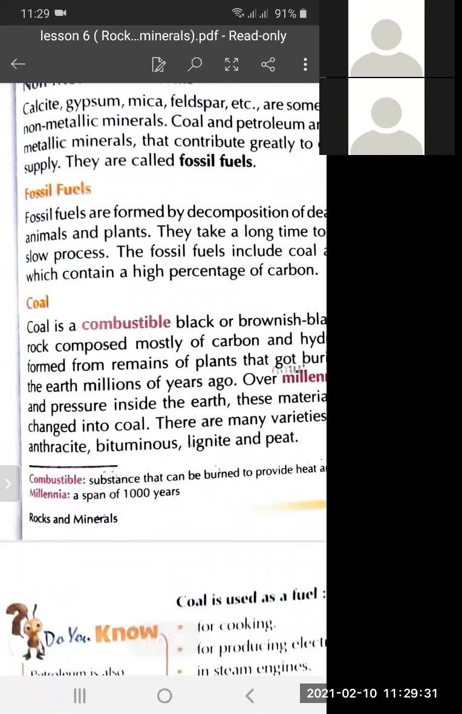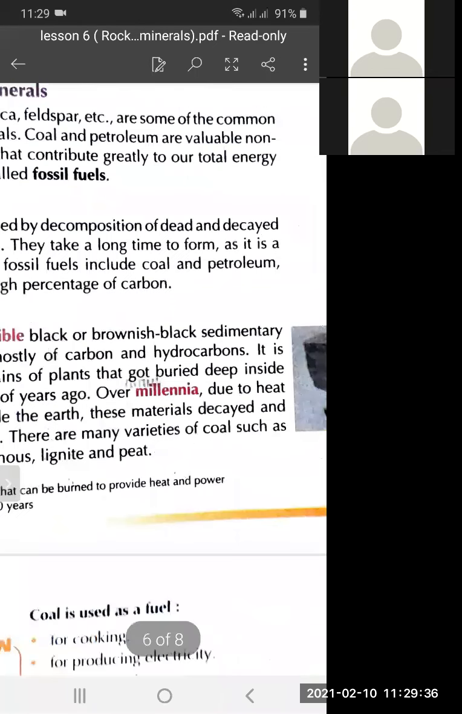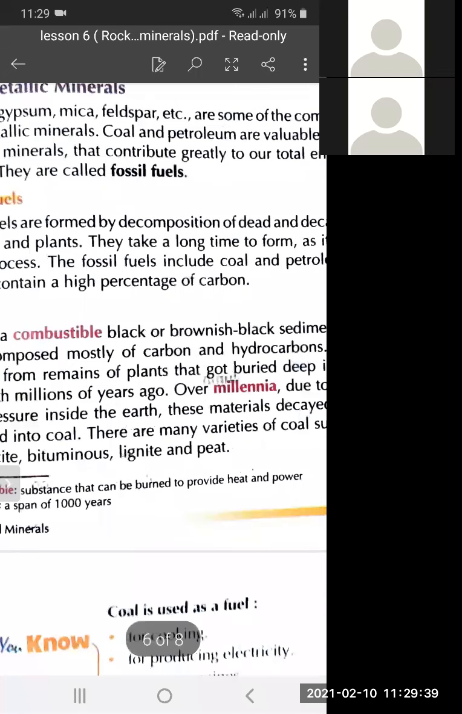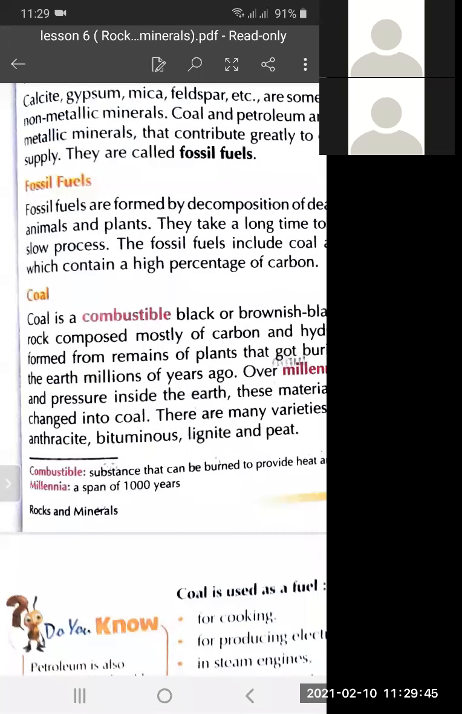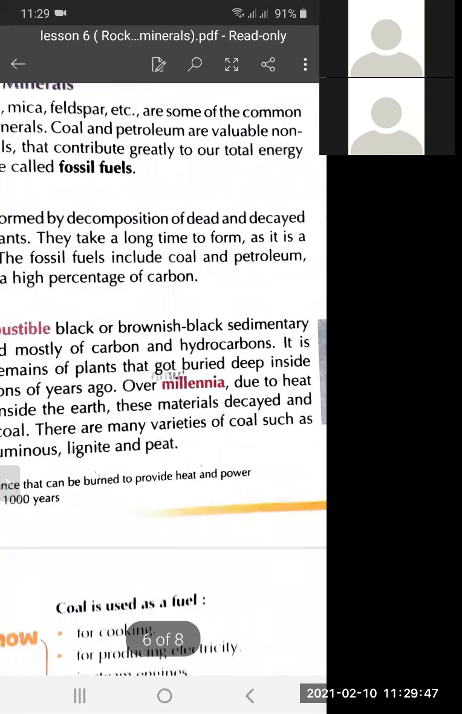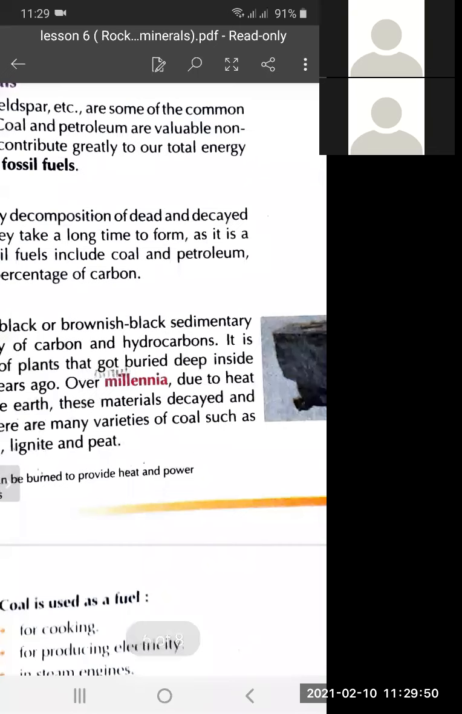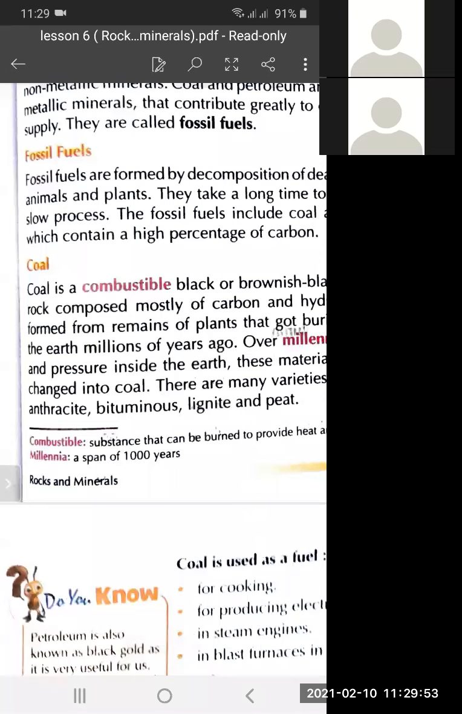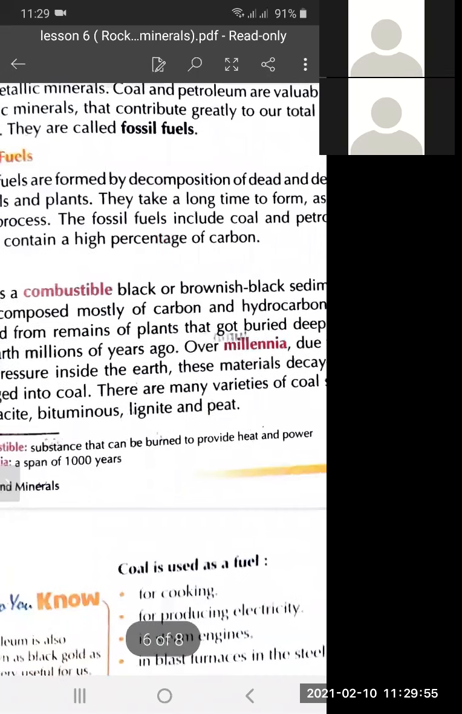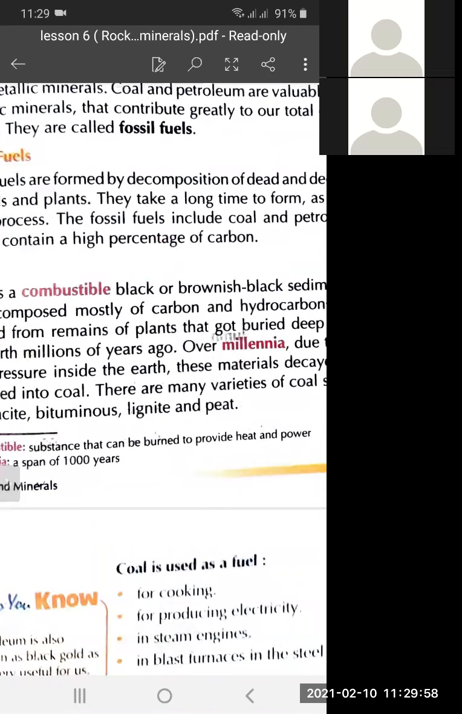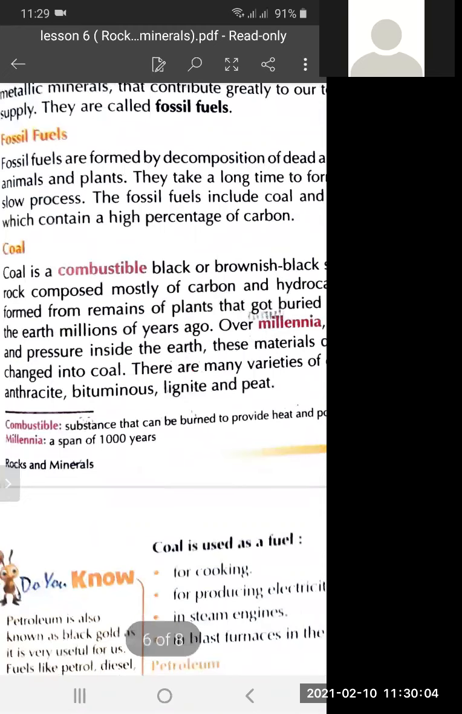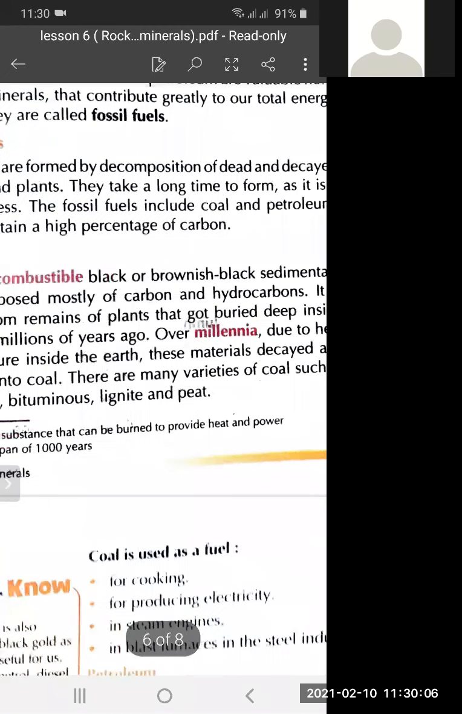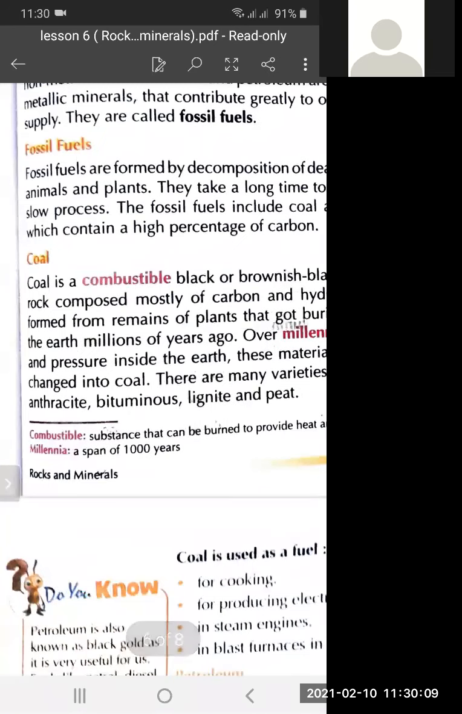Fossil fuels are formed by the decomposition of dead and decayed animals and plants. They take a long time to form as it is a slow process. The fossil fuels include coal and petroleum, which contain a high percentage of carbon.